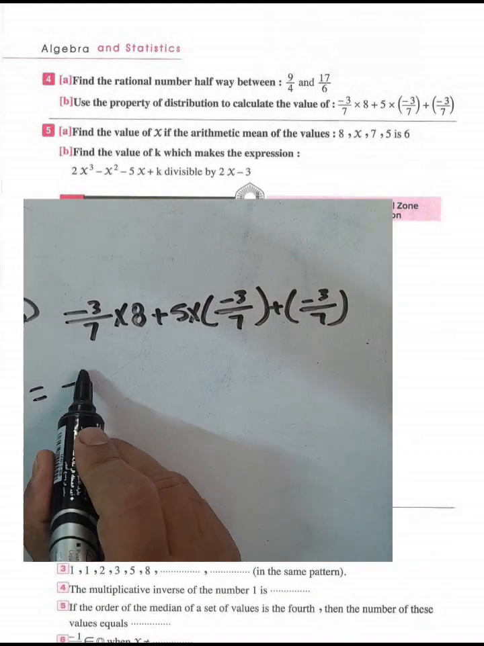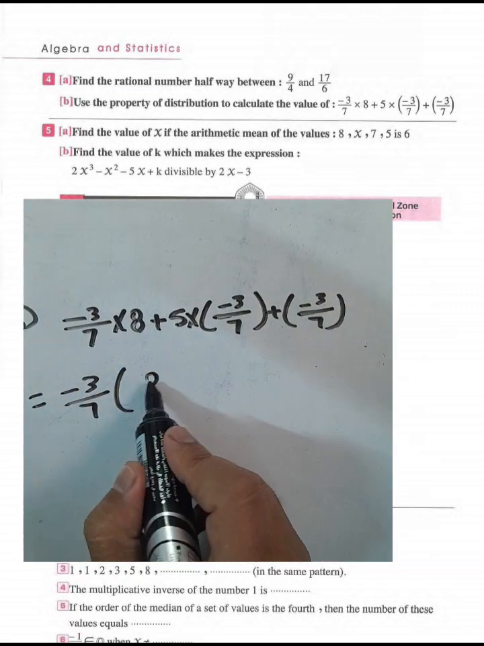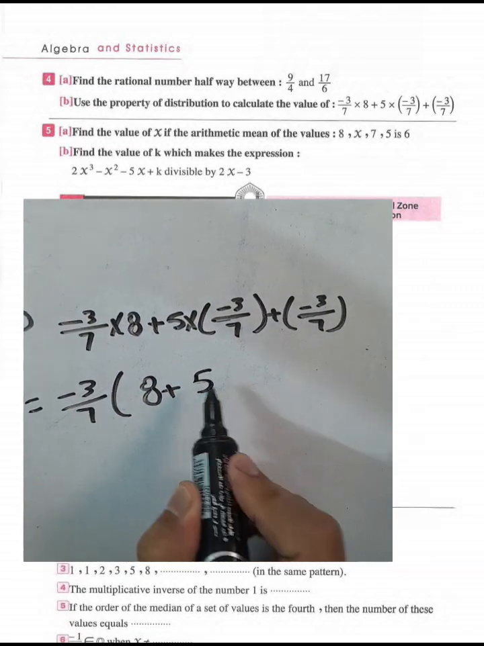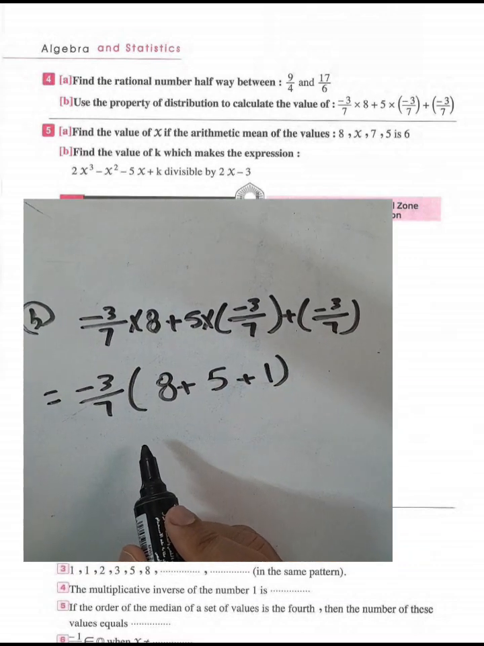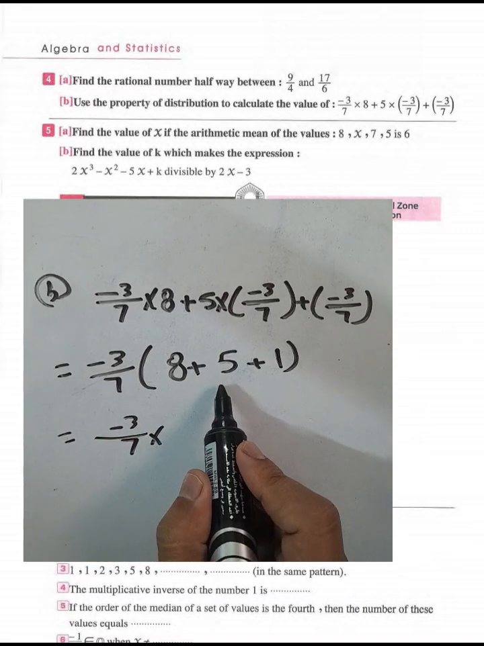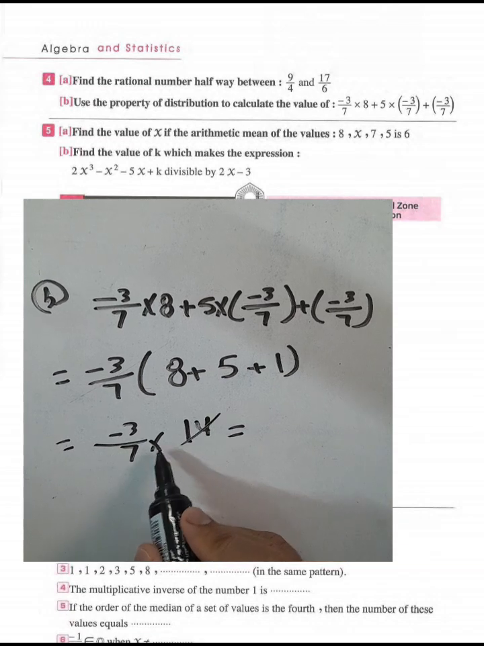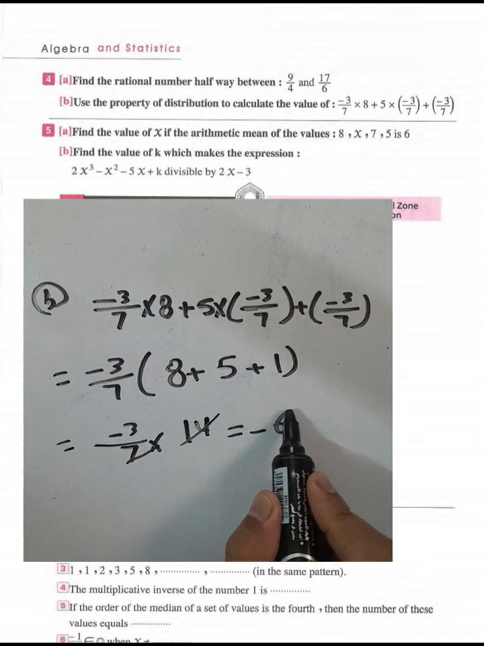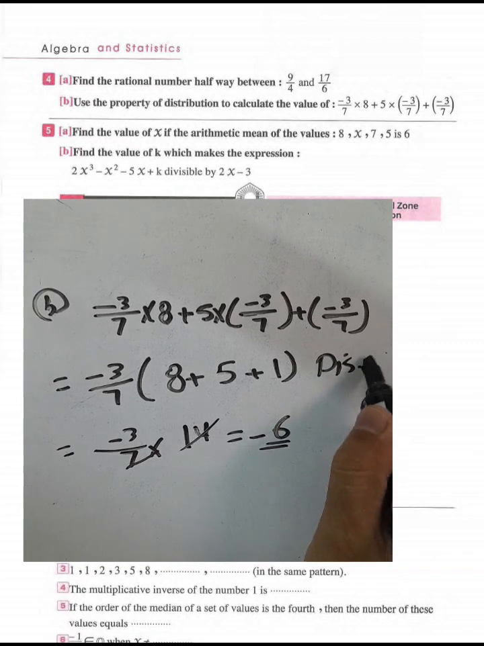We can write negative 3 over 7 as the common factor between all terms. The result here will be 8, here 5, and here 1. Then the result will be negative 3 over 7 times 8 plus 5, 13, plus 1, it will be 14. 14 divided by 7 is 2, and 2 times negative 3 is negative 6. Then the result here will be negative 6. We're using distributive properties.